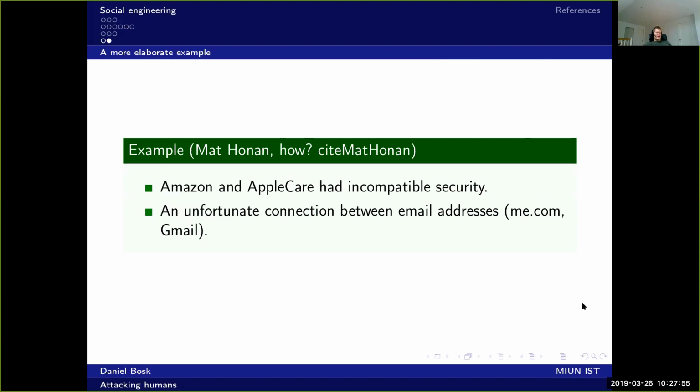So the problem here is a bit of usability, a bit of humans, and a bit of security design in the case of Amazon and Apple. And the problem here is that basically a third-party service, somewhere completely else, could ruin the security for another service. So although they are really independent, their security design was not. So they ruined each other's security there.